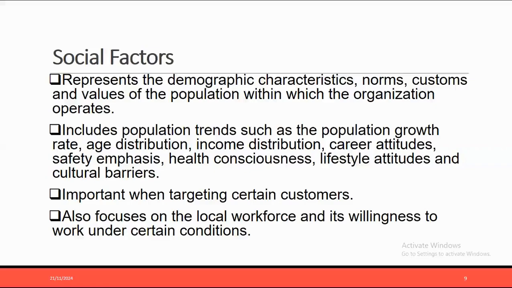It also focuses on the local workforce and its willingness to work under certain conditions. Remember that as a business, you may want to employ people. So if you're employing people, it means that some of these social factors will also affect how productive they are on the job. Okay, so you need to focus on the people you are getting on board and what they are bringing, because they are also influenced by these social factors.